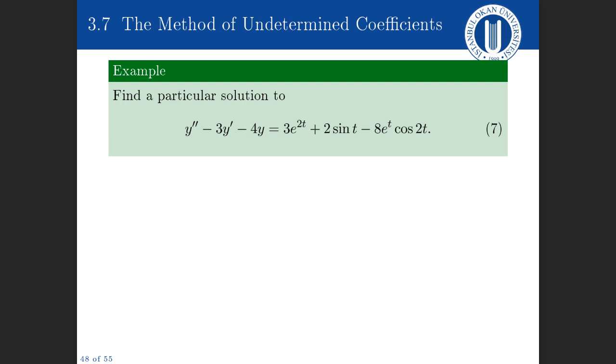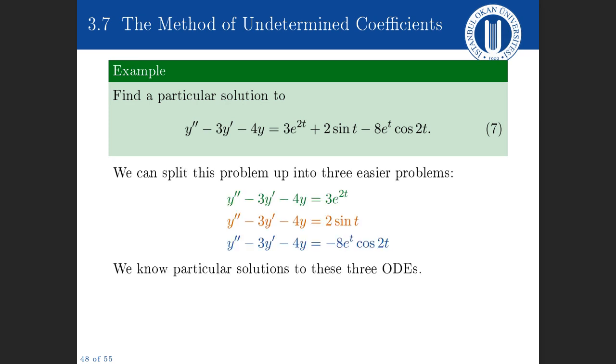Find a particular solution to y double prime minus 3y prime minus 4y is equal to 3e to the power 2t plus 2 sine t minus 8e to the power t cos 2t. Because we can break this up into 3 easier problems. A green problem, an orange problem, and a blue problem. These ones we've just done. We've done these already today. We already know particular solutions to these 3 differential equations. So by the theorem, all we do is we add our solutions together.